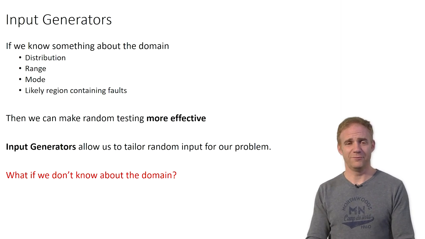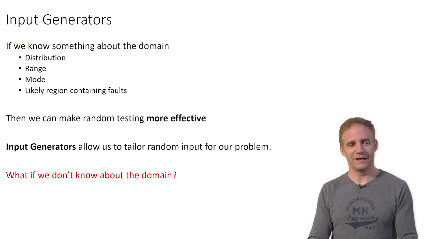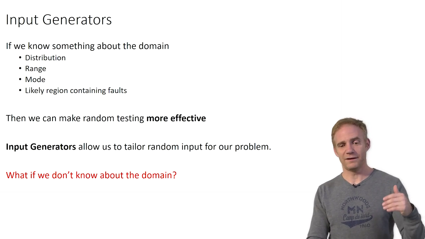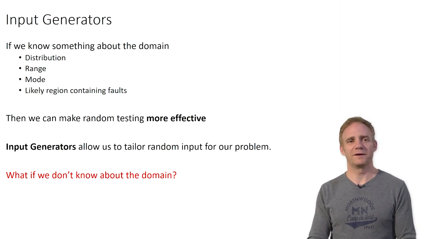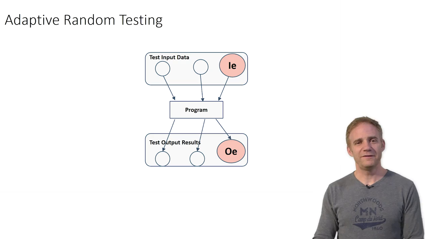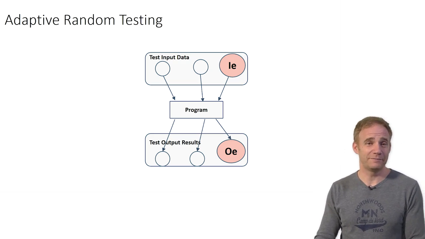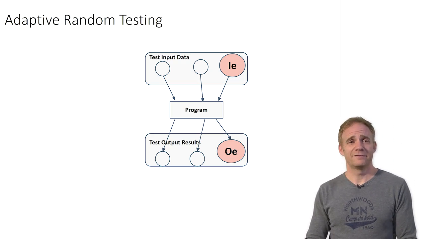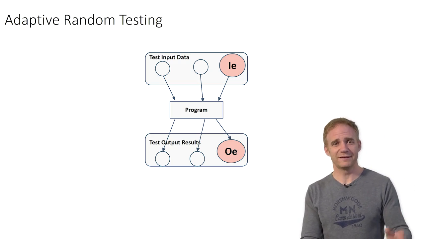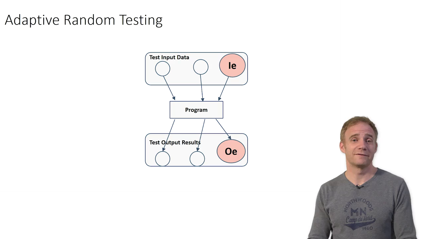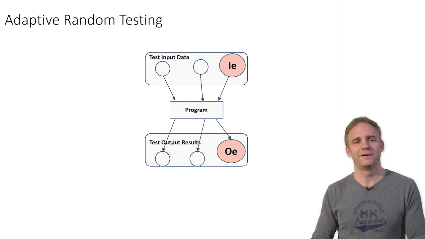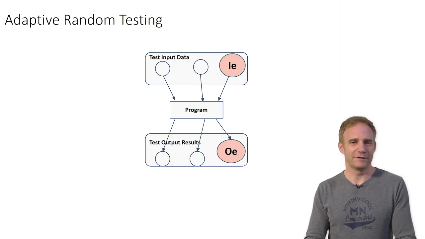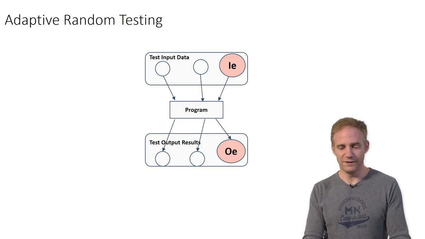But what if we don't know the domain? Now we're back where we started, and we have an issue whereby we're going to be looking through an enormous space, and we really don't know where to go. So for these kinds of problems, we've developed something called adaptive random testing. In adaptive random testing, or just testing in general, we have a set of inputs, input elements, I'm going to call it IE, that run through a program and generate output elements, or output test results, OE.